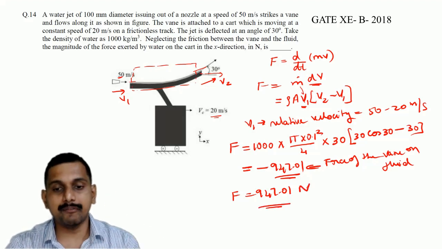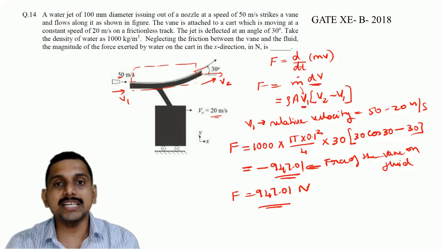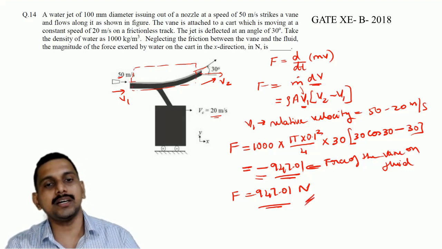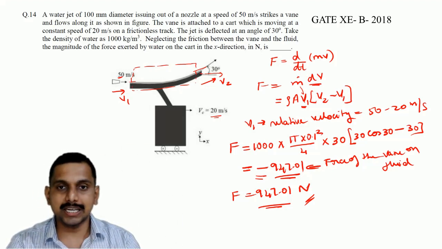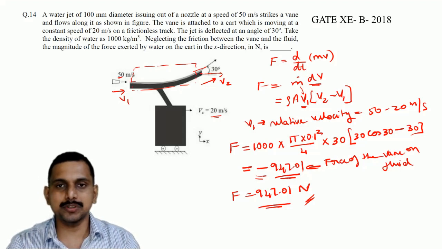Now one thing we have to keep in mind is that here they have given the magnitude, so whether it is 947 you should not take minus. But in case they did not give the magnitude, then if you say minus 947 as the answer, it is wrong. It should be plus 947. So the force exerted by the liquid on the vane is plus 947.01 Newton. I hope you have understood this, students.